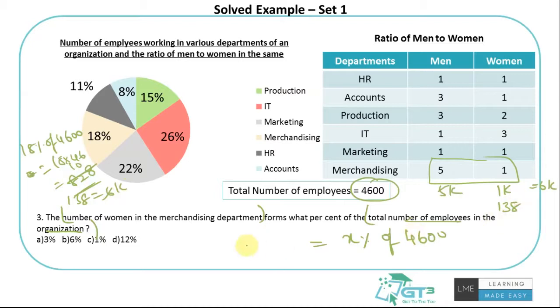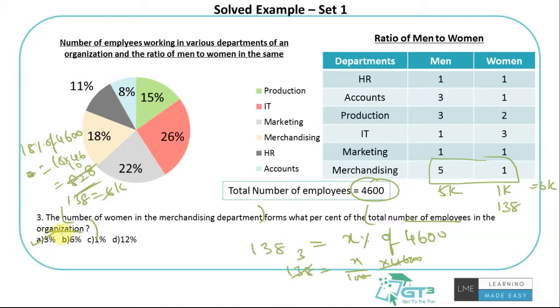So 138 is equal to x percentage of 4600. So x by 100 into 4600. So this gets cancelled out. 138 is equal to this. 46 3s is 138. So that's basically 3% is the answer.